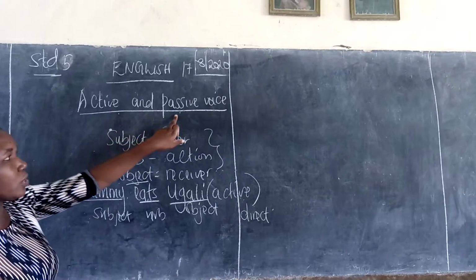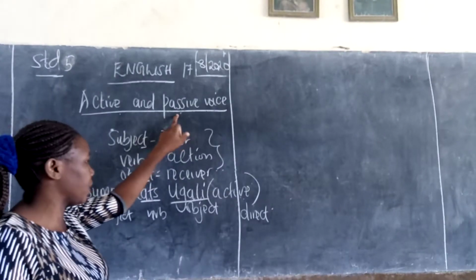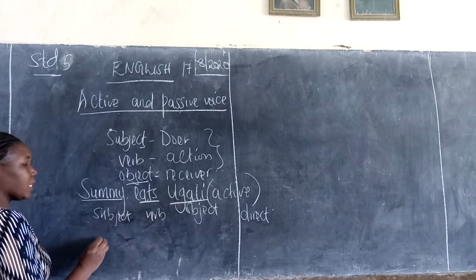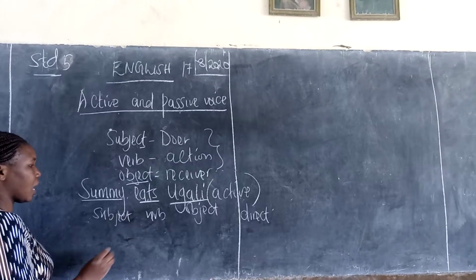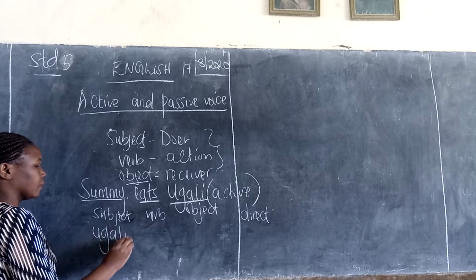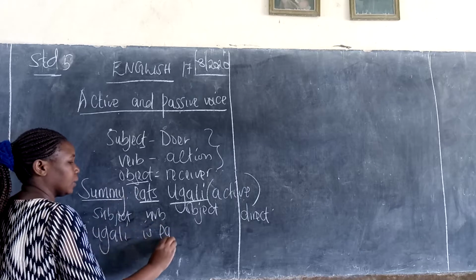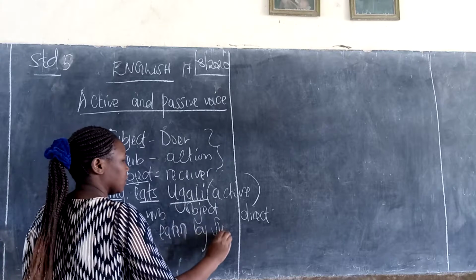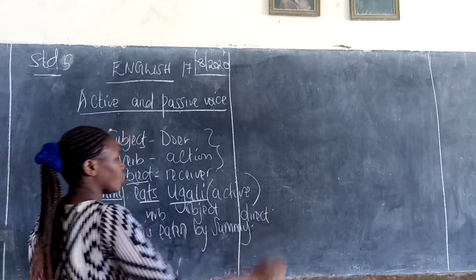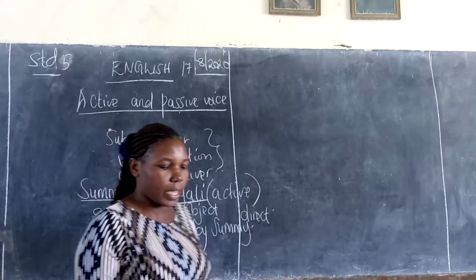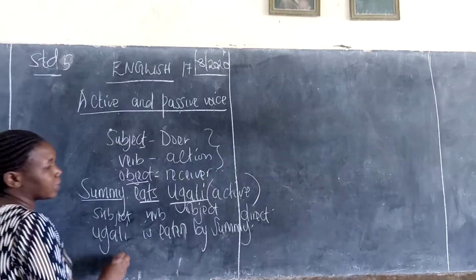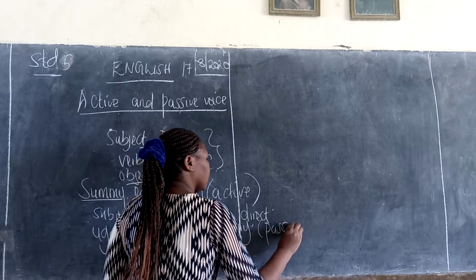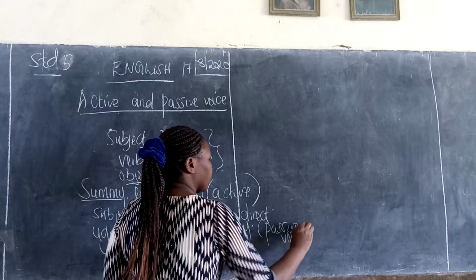Now, let us introduce passive voice. Passive voice is where we start with an object. Example: Ugali is eaten by Sammy. Ugali is eaten by Sammy. This sentence we say it is in passive voice.